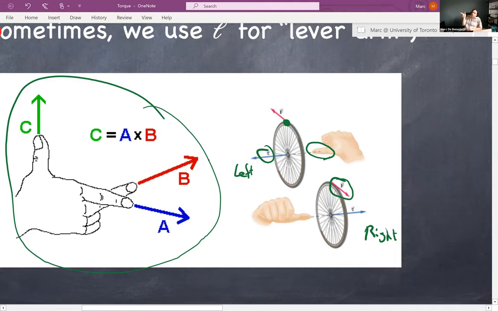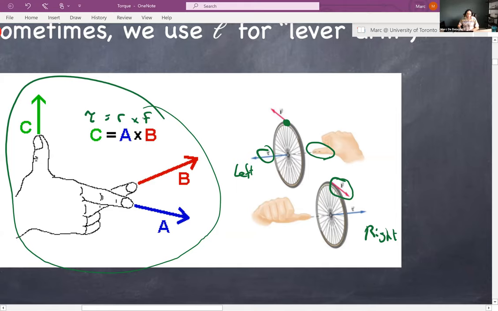I don't know if you can see my image. I might be really small in the corner of your screen at the moment, but I'm trying to mimic the image with my hand. If you hold your hand up in the exact way that is shown in the picture here, you can see the mathematical relationship of the cross product. So here, your thumb represents C. So this would be the torque. And A would be the lever arm. And B would be the force.